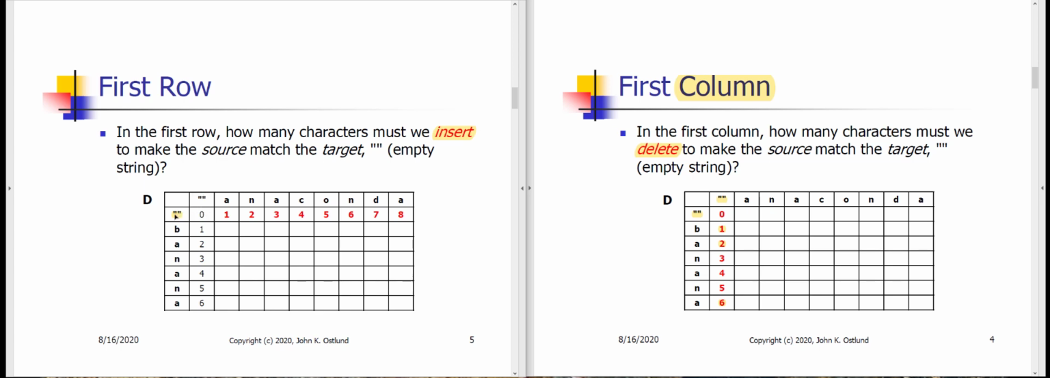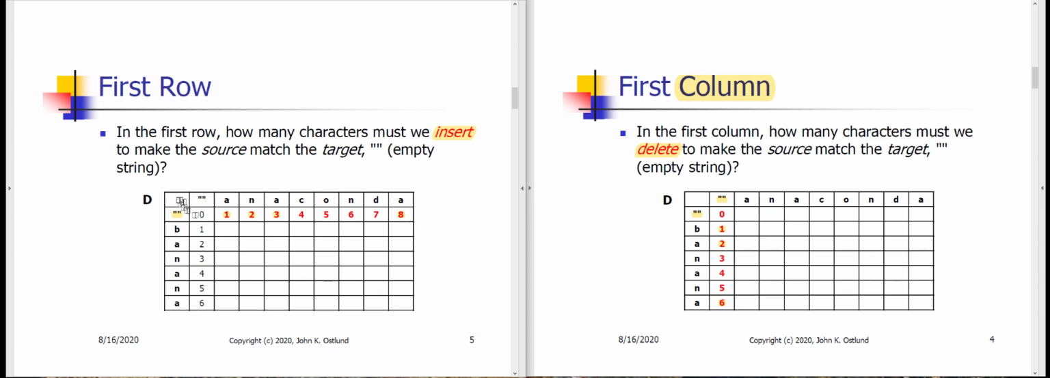But if our source is the empty string, we're going to have to insert 1 character to make that equal to the prefix A, or 2 characters to make that equal to the prefix AN, or 3 characters for ANA, etc., out to, we're going to have to insert a total of 8 characters in order to convert this empty string into the target string ANACONDA.